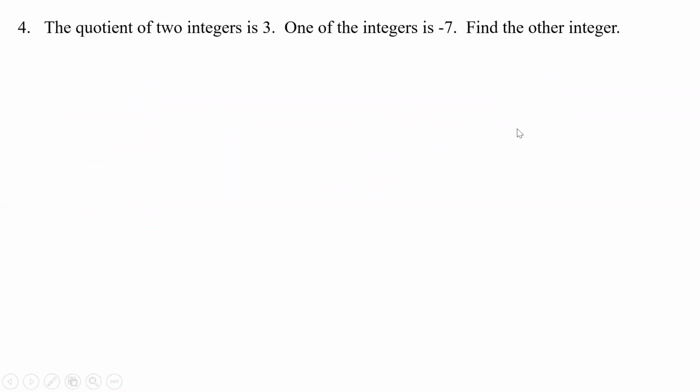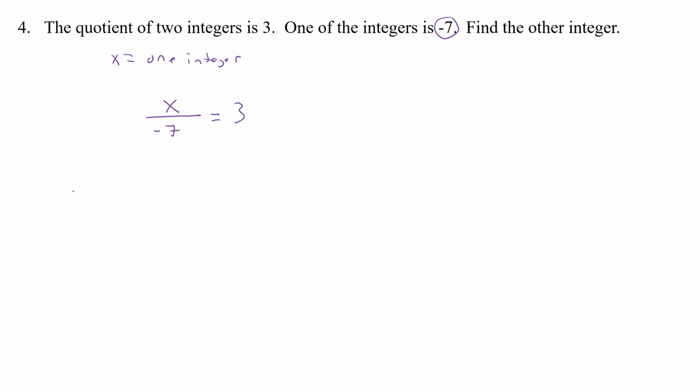All right, so here we have the quotient of two integers, and they say that is equal to 3. One of the integers is negative 7. Find the other integer. Well, when we're doing these, we're going to set this up and say x is one integer, and that is the one that goes on top. And then we're going to divide by the other integer, which was negative 7, and that is 3.